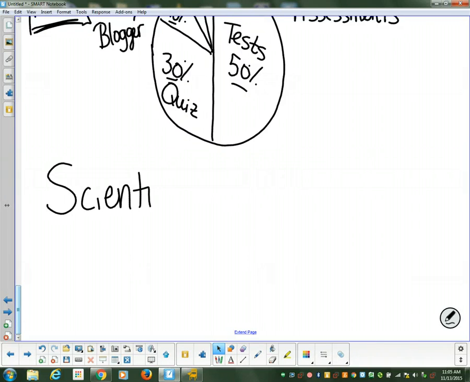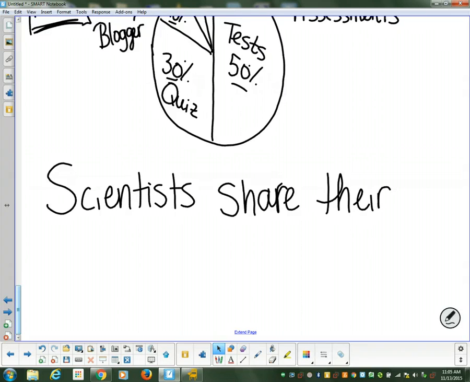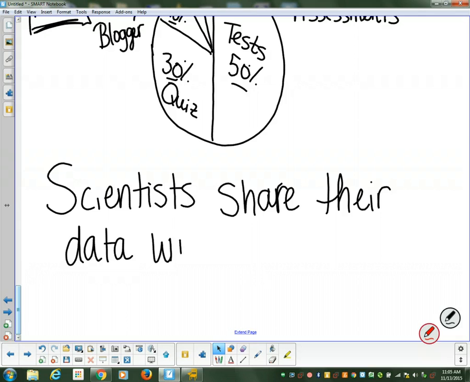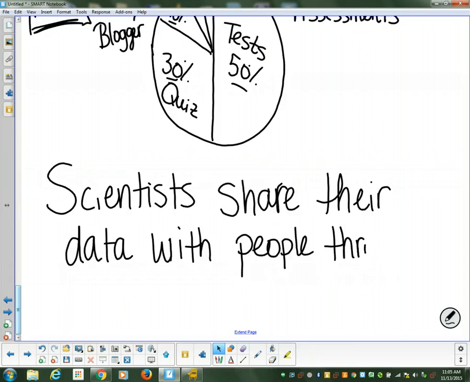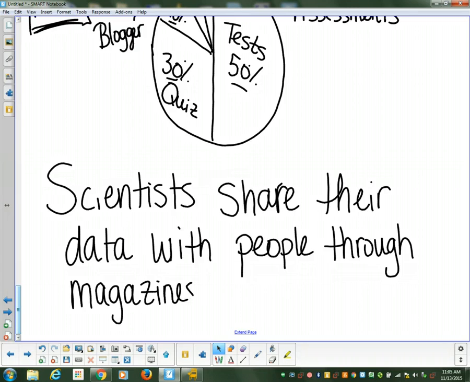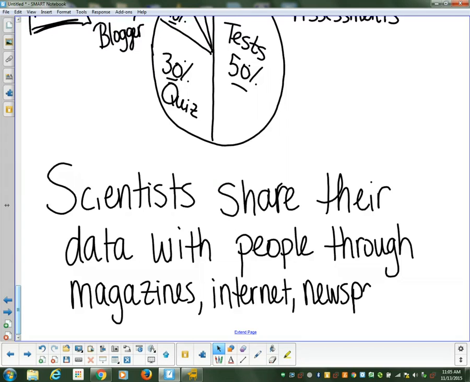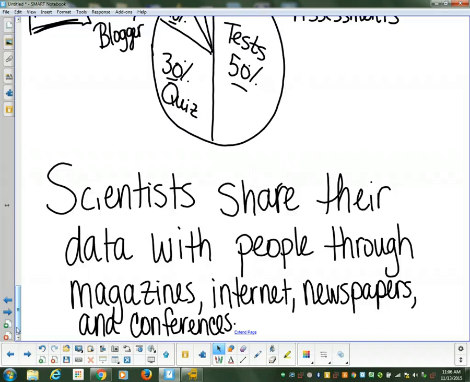scientists are able to share their results or data with people through magazines, internet, newspapers, and another way could be conferences. And I'm sure there are other ways too, but I just wanted to give you a couple ideas.